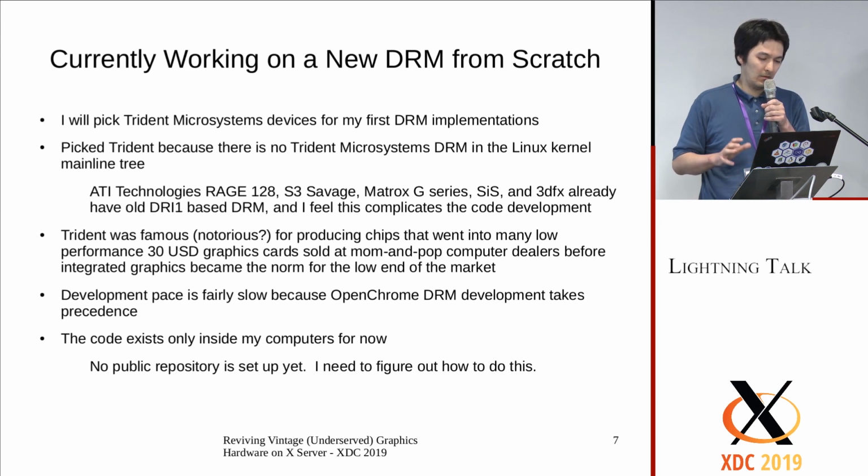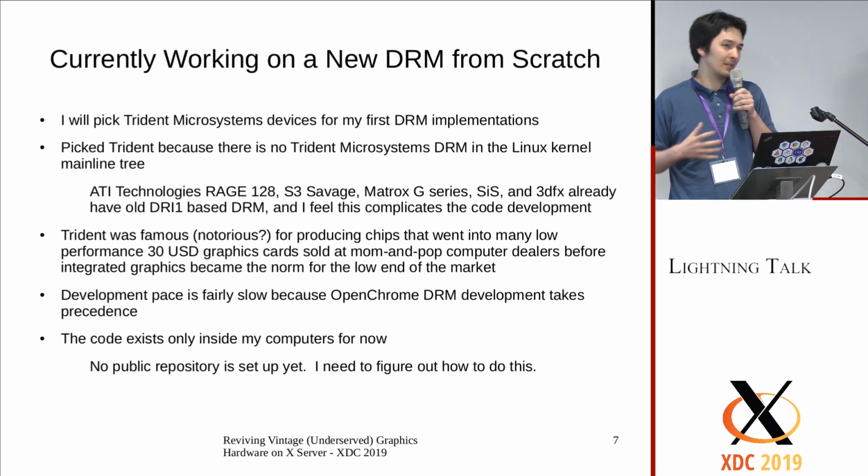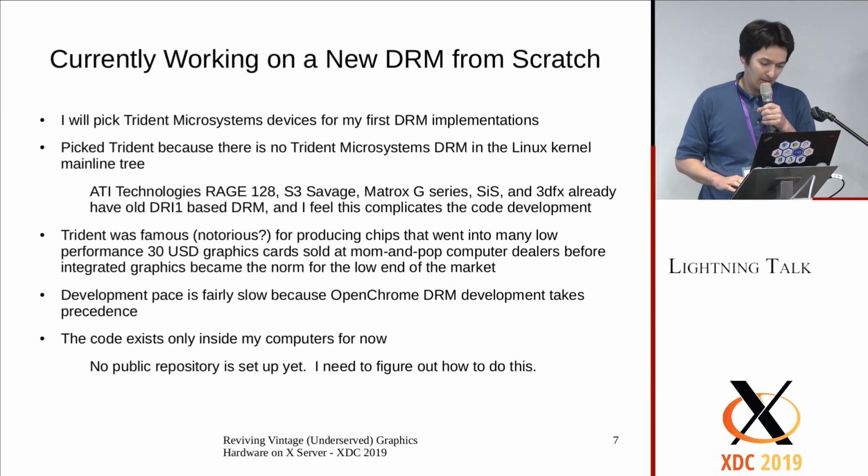So doing that, I'm currently working on another DRM other than Open Chrome DRM. It will be Trident Microsystems, and Trident is probably, some of you don't even know, those $30 graphics cards at a computer dealer that nobody really wants. They often went into those graphics cards. And I don't have a public repository yet. Eventually, I have to figure out how to do that and all that.